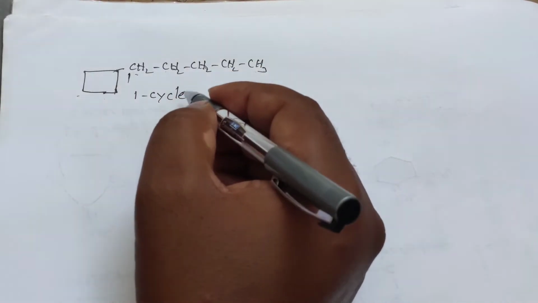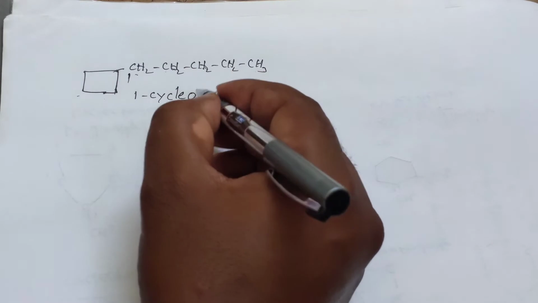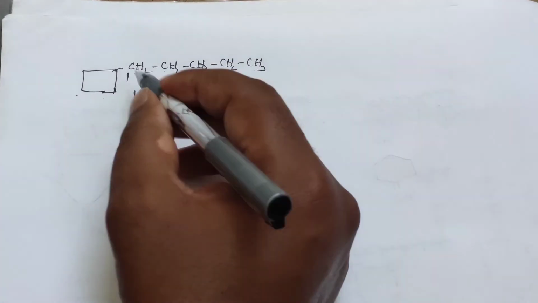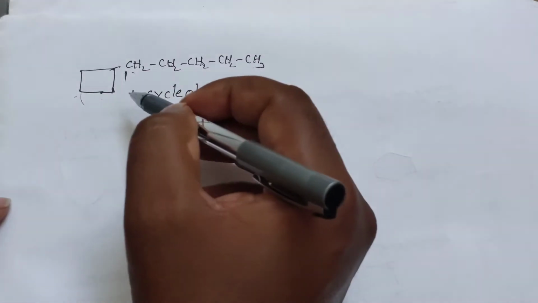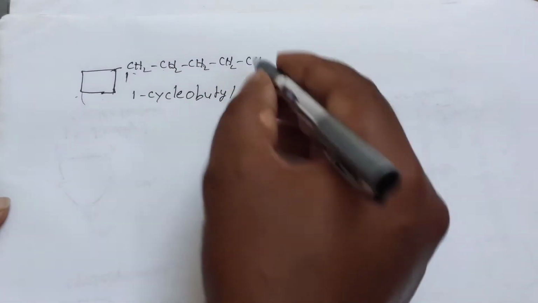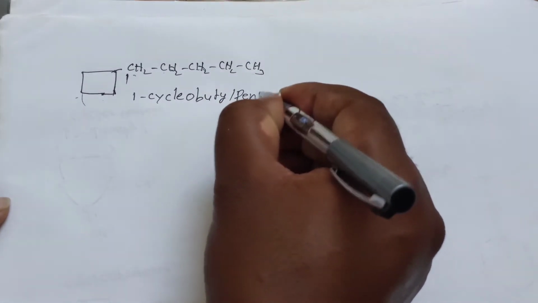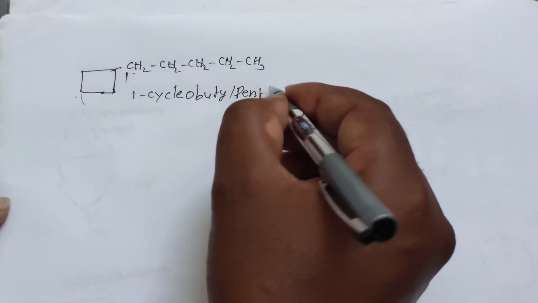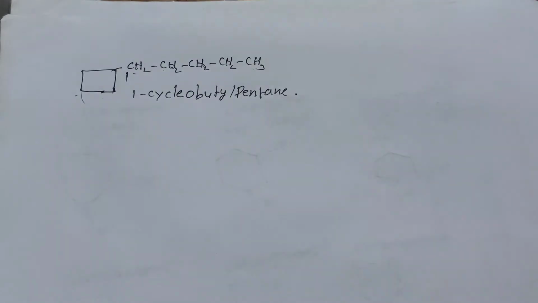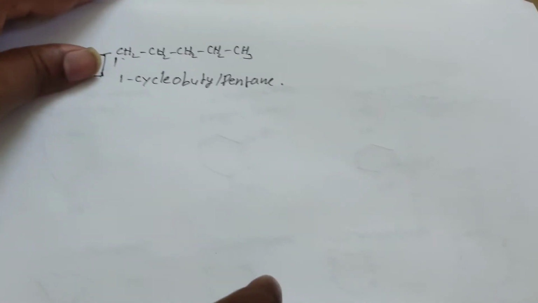So the name of the compound is 1-cyclobutyl. Why? Because the cyclic group has 4 carbons, so butyl. The root word in the parent chain is pent, and between carbon and carbon they have single bonds, so the ending is ane. And one more example, here I am writing one more example.